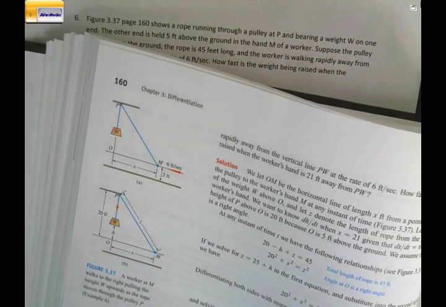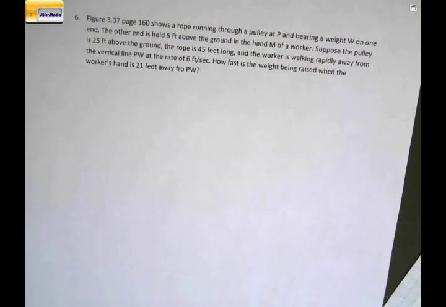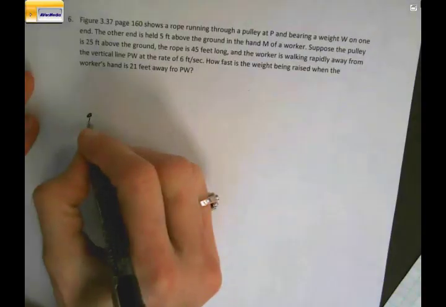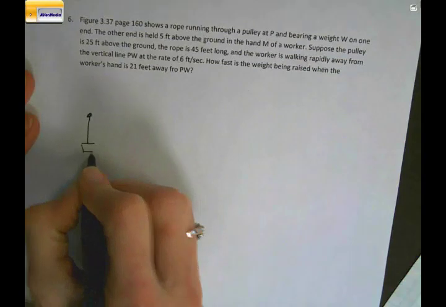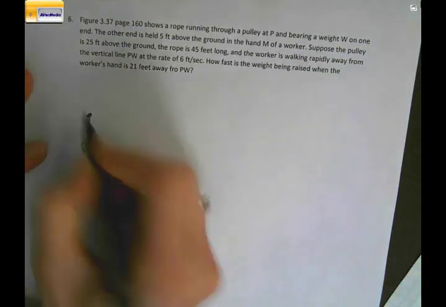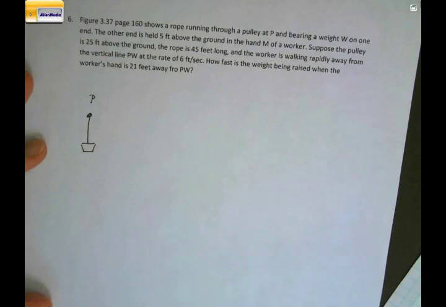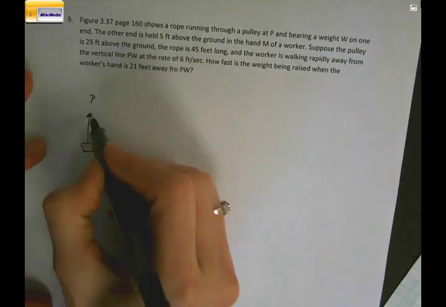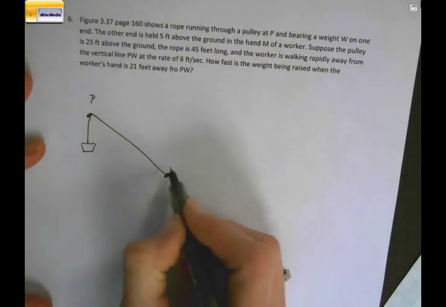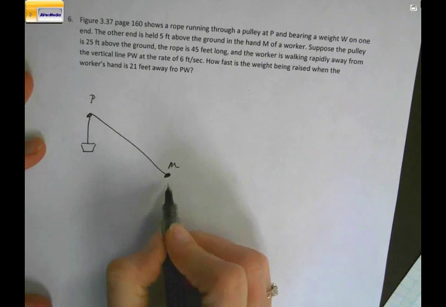A diagram. Here's a picture, and I'll pretty much replicate it on this paper so you can kind of see where M and P and W and everything are. All right, so here it is. This figure shows a rope running through a pulley at point P and bearing a weight W at one end. So you have a pulley. You got this weight hanging down from this pulley. Okay, pulley at point P and the weight on one end. The other end is held 5 feet above the ground in the hand M of a worker. So over here is point M, and it's 5 feet above the ground.